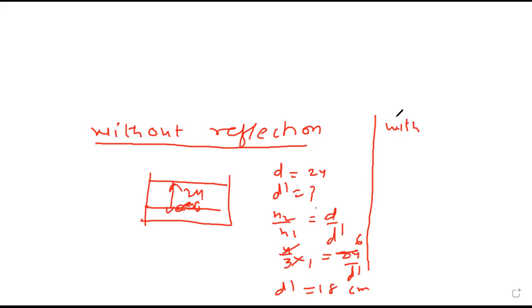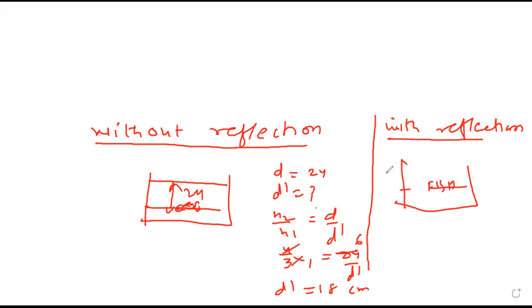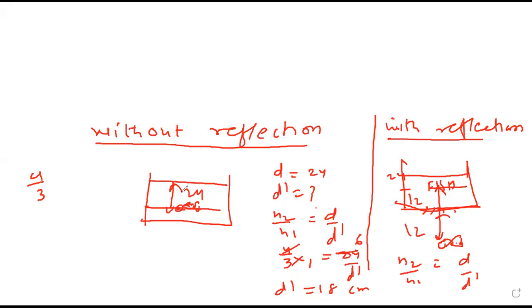With reflection from mirror. Now if this is the fish at 24, from that mirror it is at 12. So its reflection will first appear below at 12; the fish will appear at 12 downwards. Now I can say from the surface N2 upon N1 is D upon D dash. So this is coming from 4 by 3 again and going to air.